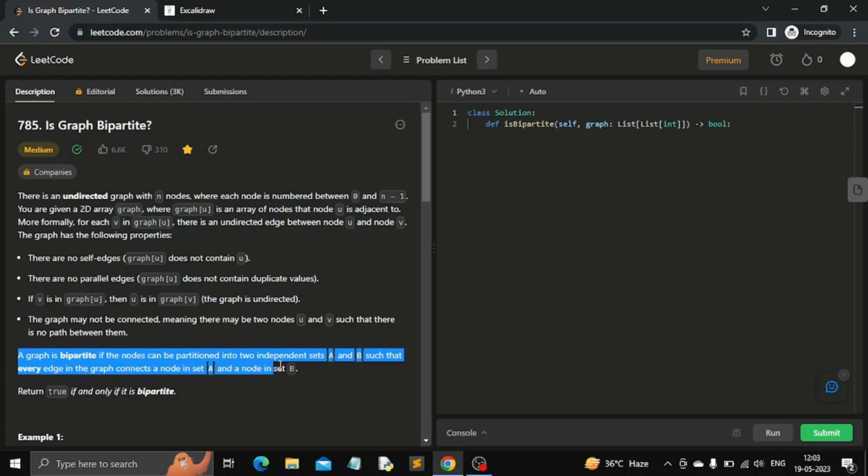A graph is bipartite if the nodes of the graph can be partitioned into two independent sets, set A and set B, such that every edge in our graph connects a node in set A and a node in set B. So this is the definition of bipartite.